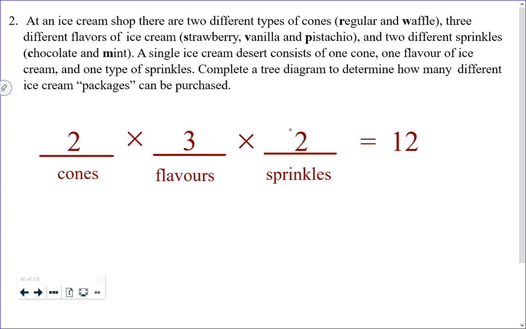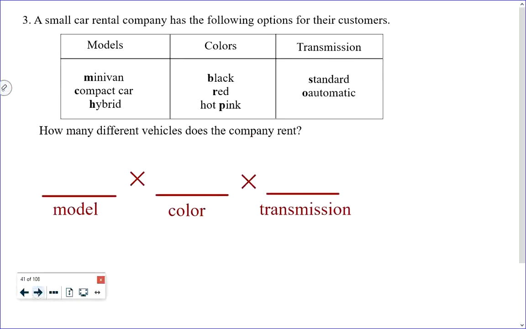When you look at the car problem, there are 3 models, 3 colors, 2 types of transmission. You need to choose a model and a color and a transmission, so you multiply them together and get 18. And this lesson now consists of just boatloads of examples where we apply the fundamental counting principle.